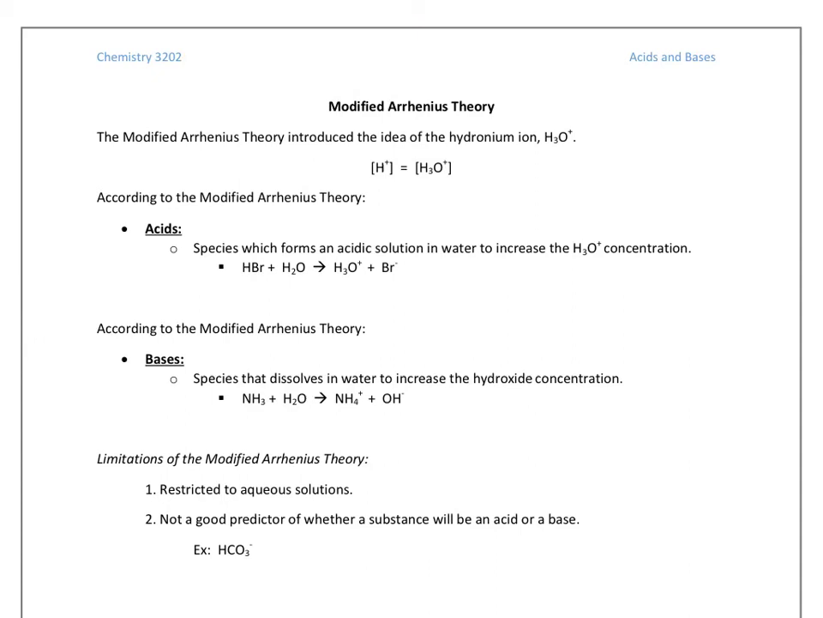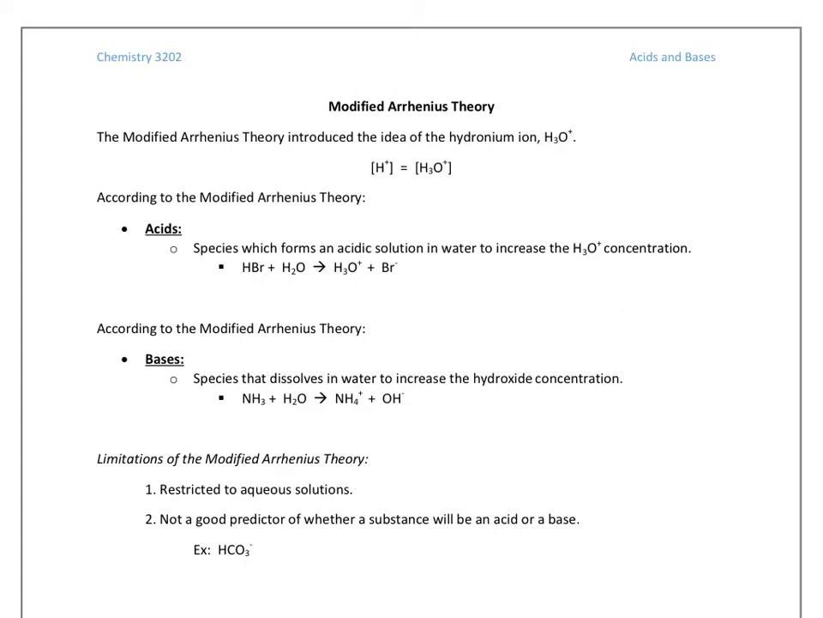This brings us to the modified Arrhenius theory. The modified Arrhenius theory introduced the idea of the hydronium ion, H3O+, to replace H+ in our theoretical workings. According to the modified Arrhenius theory, an acid is any species which forms an acidic solution in water to increase the H3O+ concentration.